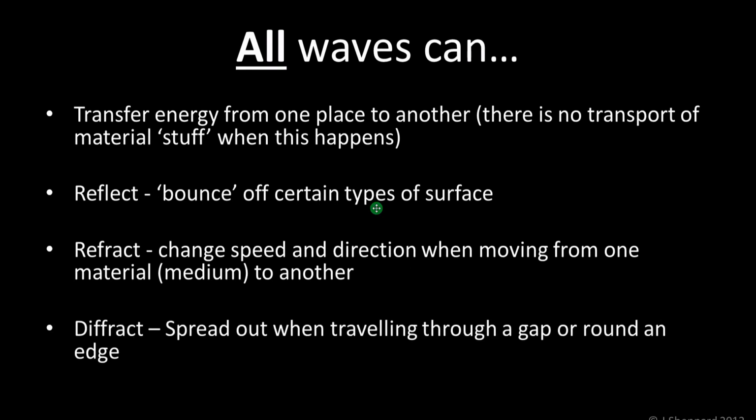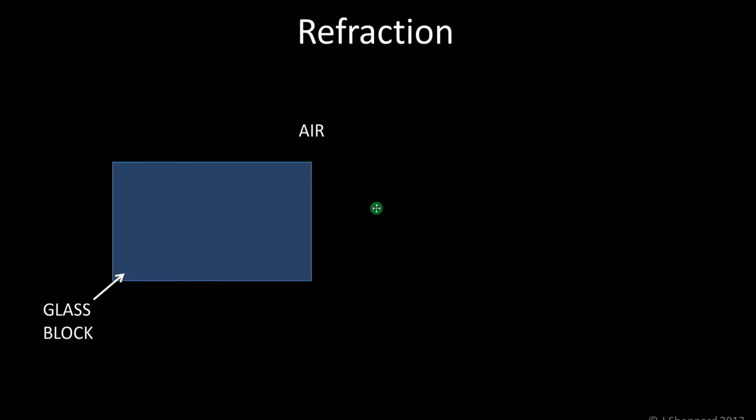And finally, all waves will diffract, so they will spread out when travelling through a gap or round an edge. We're going to concentrate on talking about what happens when they go through a gap in this video, and then when we come on to look at uses of different parts of the spectrum, we'll cover an example with diffraction round an edge. Okay, so refraction first of all.